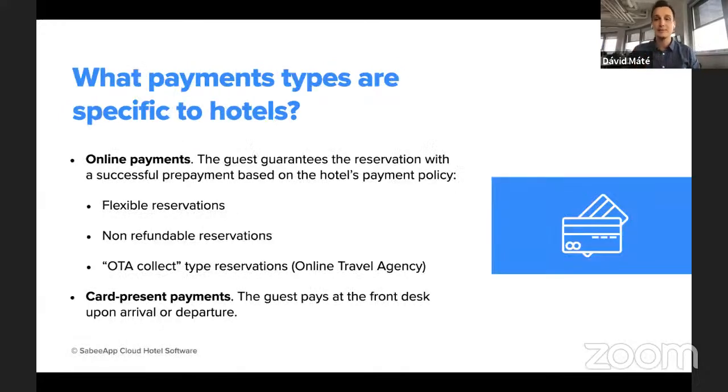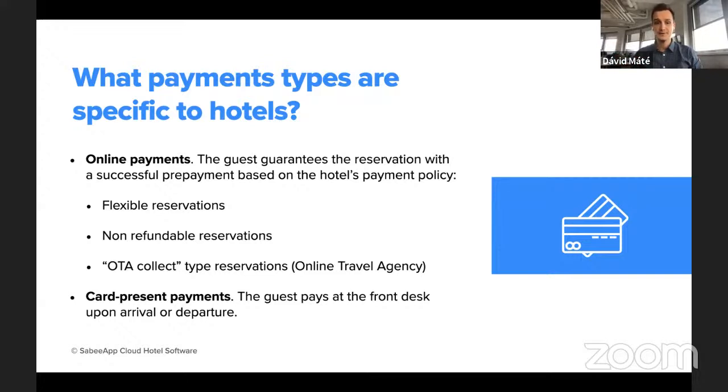So what type of payments are we dealing with as hoteliers? We have two types: online payments and card present payments. With online payments, this is always linked to some type of reservation. It can either be a reservation with flexible cancellation policies, a reservation with non-refundable policies, or an OTA collect type reservation. This is when the guest pays the booking value during the booking process on the OTA site.